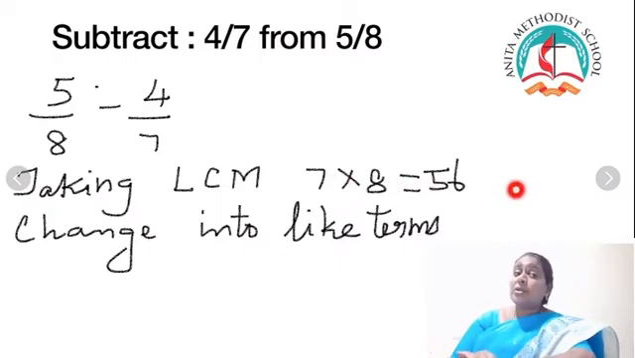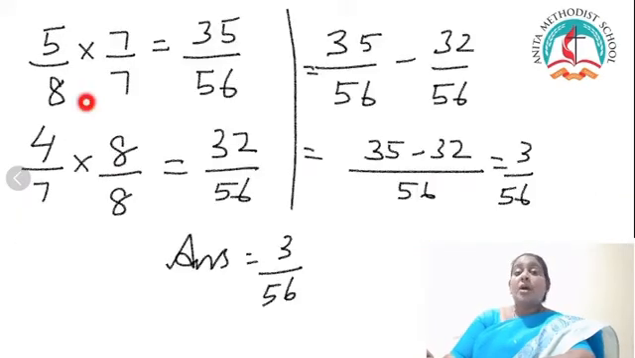Now, what to do? You have to change both the numbers into the same denominator. So, change into like terms. Okay, children? So, 5 by 8. What number do you have to multiply? Then you get 56. You have to multiply by 7. So, 5 by 8 into 7 by 7. The same number you have to multiply to the numerator also. So, 8 7s are 56. At the same time, 5 7s are 35.